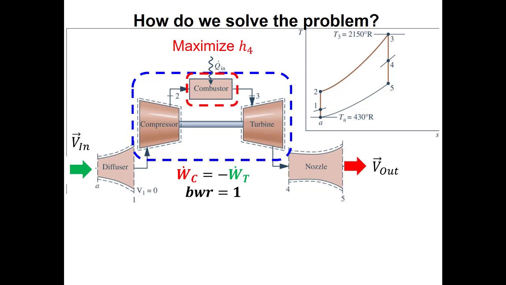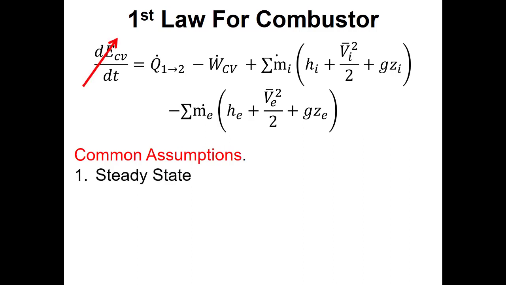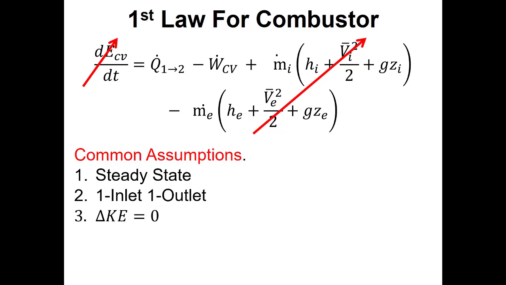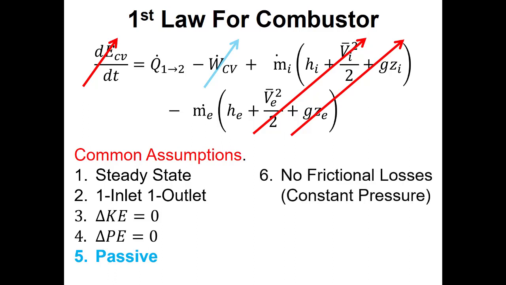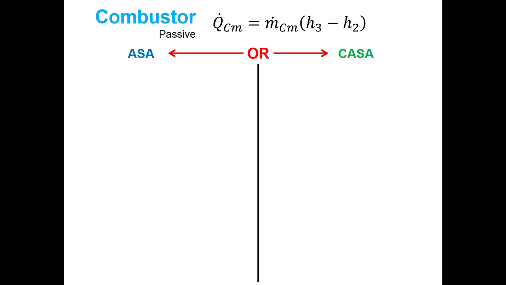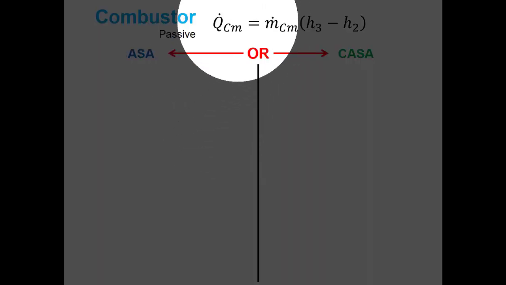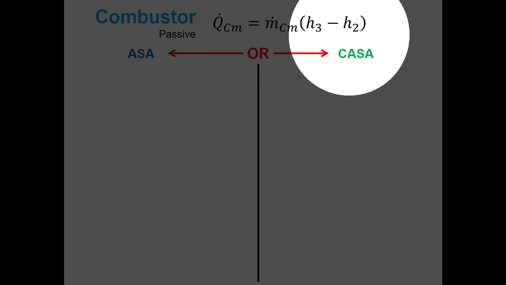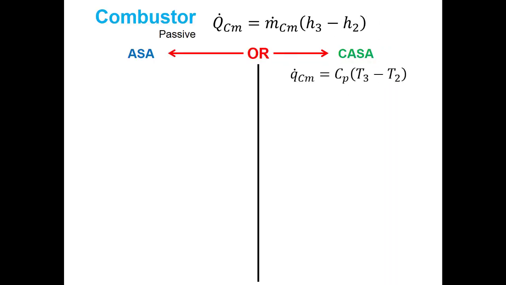Next up, we're going to solve the combustor. The assumptions we'll make here are that the combustor is at steady state, that it's got one inlet and one outlet, that we can neglect changes in kinetic and potential energy, and that it's a passive system. Again, we're assuming no frictional losses or heat losses throughout the system. So I get this equation that Q dot in is equal to m dot times h out minus h in. If this is a constant specific heat problem, then if I divide both sides by m dot and I assume that delta h is Cp times delta T, I get this expression here.